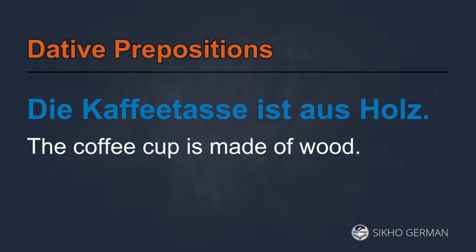Die Kaffeetasse ist aus Holz. The coffee cup is made of wood. Here, aus means made of, describing the material. Das Holz, neuter, becomes Holz, no article here, but dative case conceptually. This is how you describe what materials things are made from.